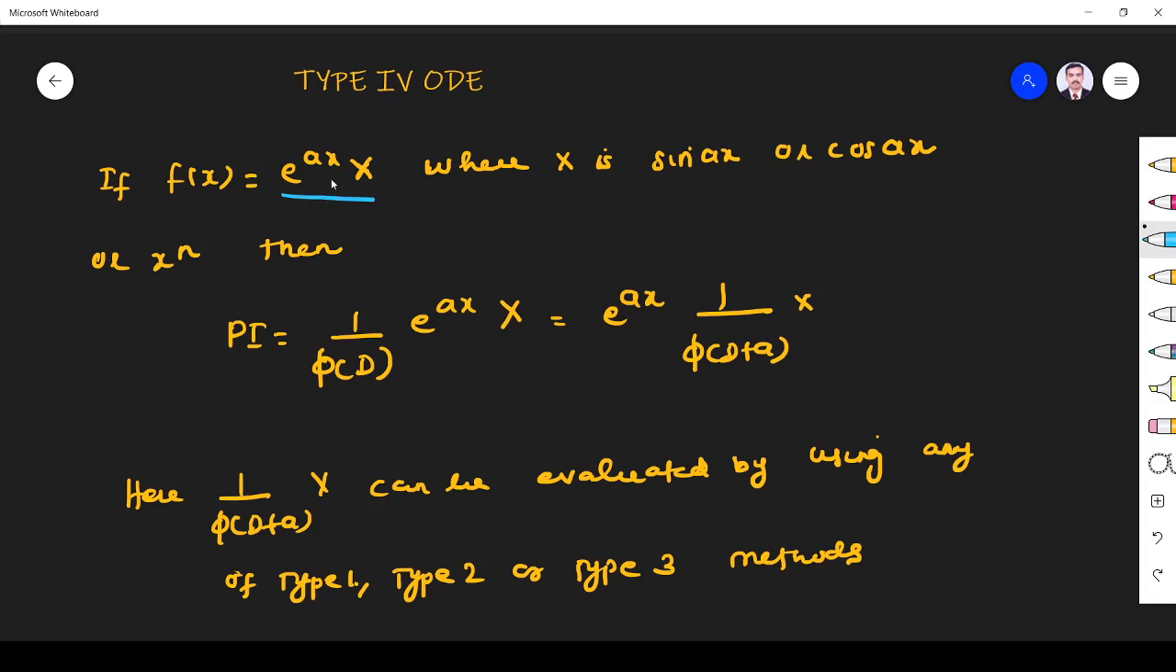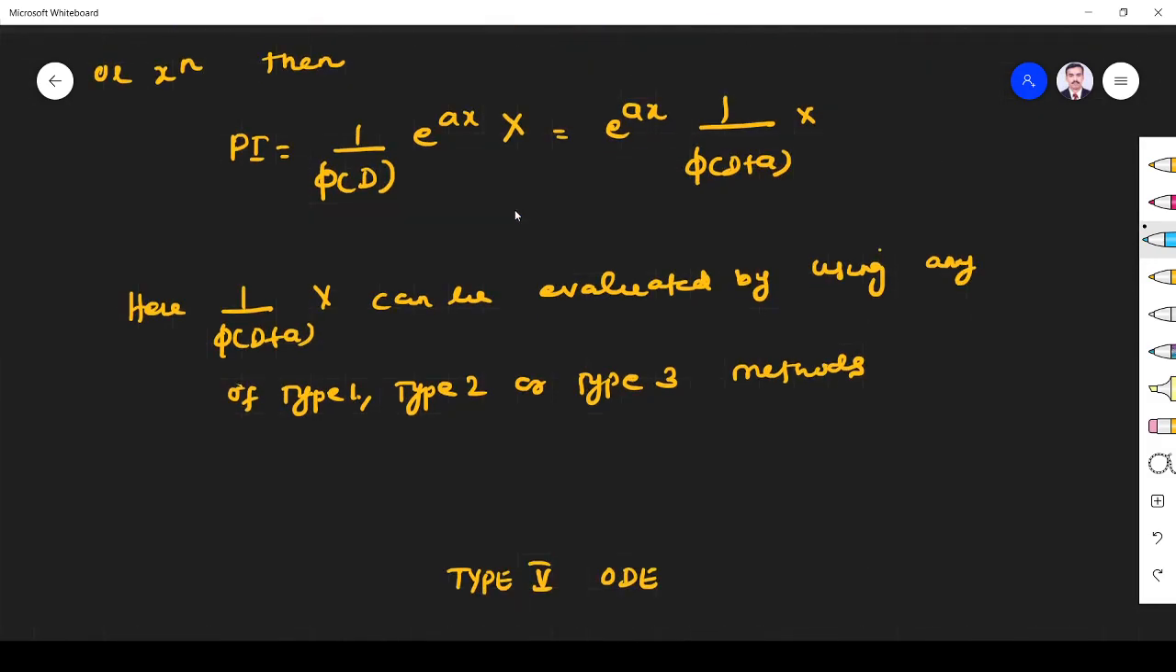So if f of x is equal to e power ax into X format, where X is either sin ax or cos ax or x power n, then how to find the particular integral? Then the particular integral is given by 1 by f of D of e power ax into X, that is equal to e power ax, this e power ax should come to the left hand side, and D must be replaced by D plus a. That's what this method is, right? So when we solve the problem, you will understand. So this D must be replaced by D plus a. If it is e power minus ax, it must be replaced by D minus a, and this should come out, right?